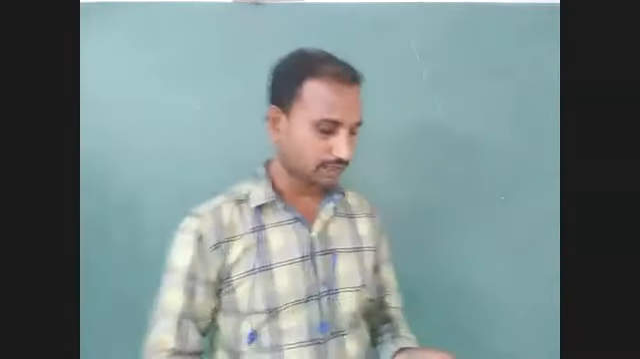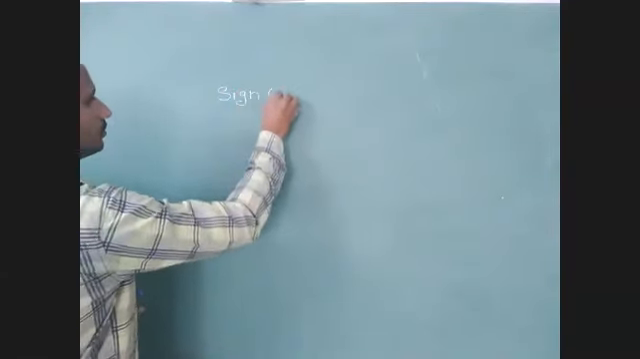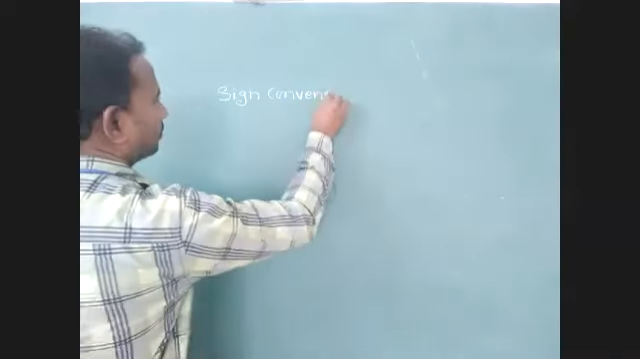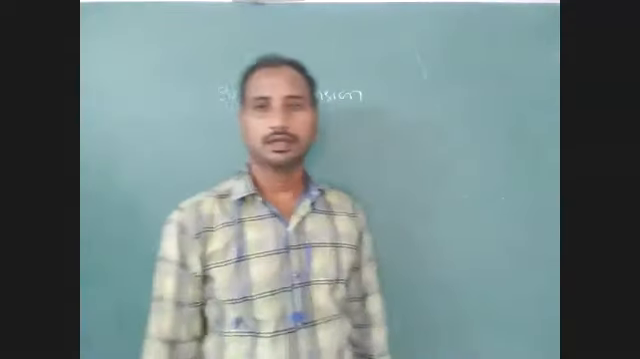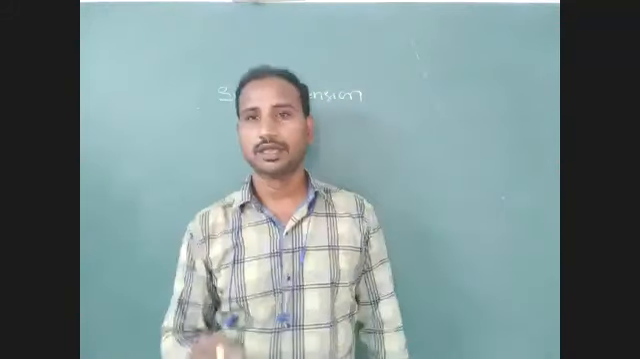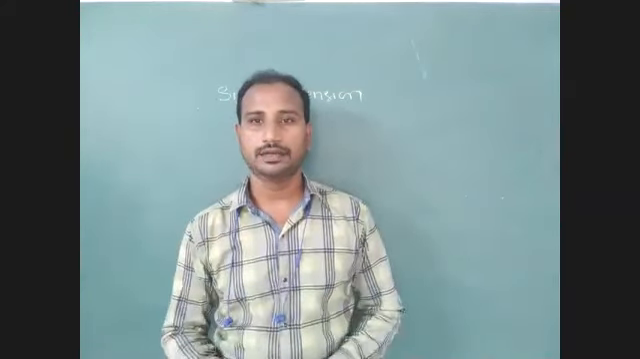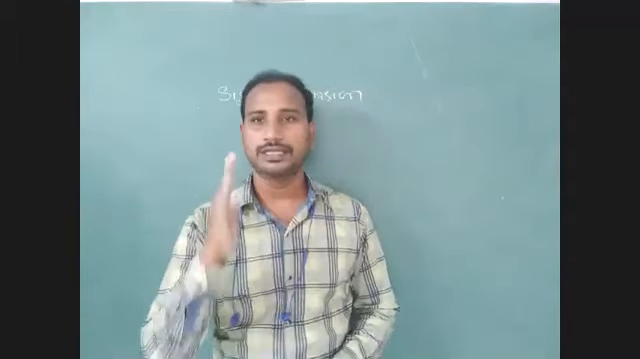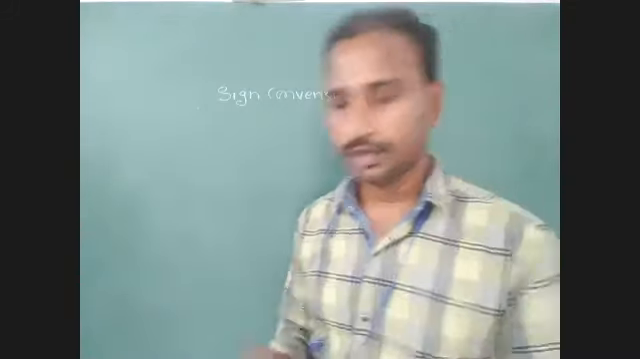Okay, students, now we have to discuss another small concept. The small concept is sign convention. What is that concept? Sign convention. Sign convention means we have to represent the object distance, image distance, radius of curvature, and focal length with the help of plus and minus symbols. Just identify, we have to follow these rules.